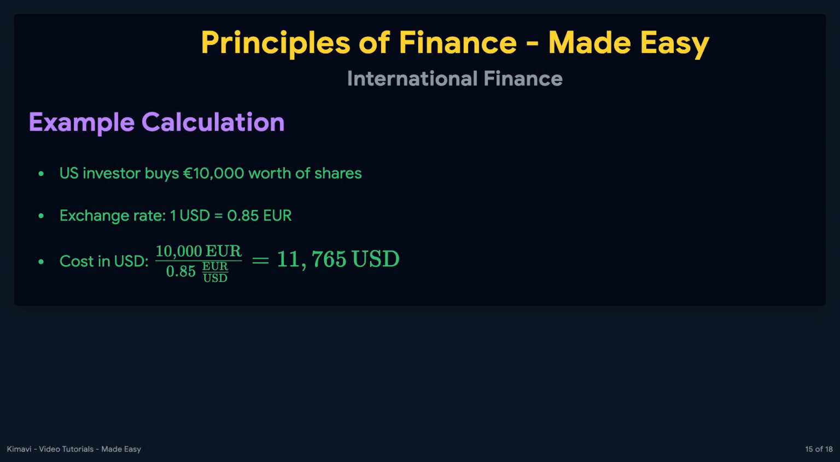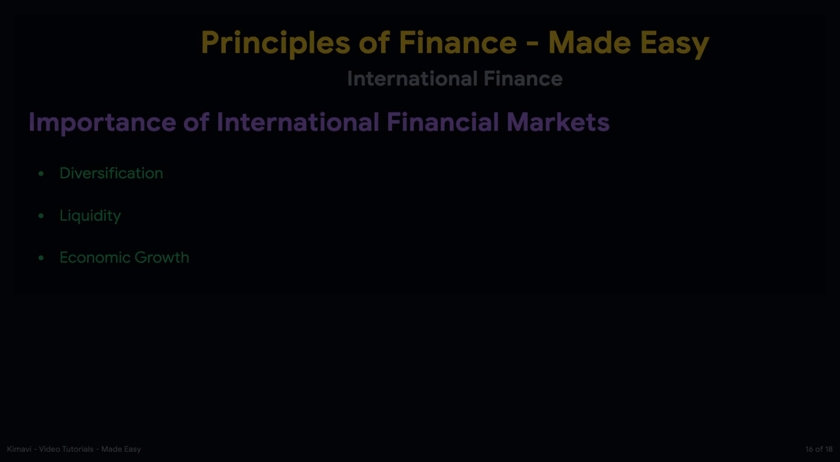Let's look at an example. A U.S. investor wants to invest in a European company. They can use the international capital market to buy shares of the company listed on a European stock exchange. If the investor buys 10,000 euros worth of shares and the exchange rate is 1 USD equals 0.85 euro, the cost in USD is 10,000 euros divided by 0.85 euro per USD, which equals 11,765 USD.